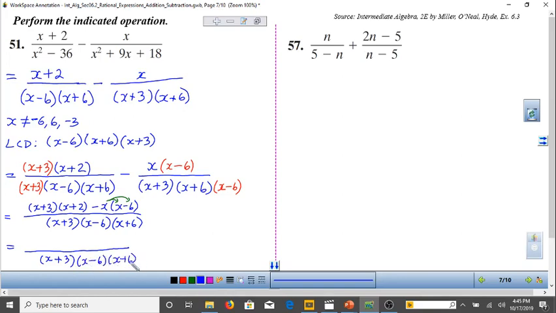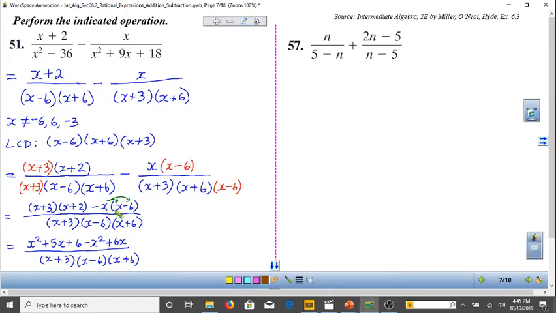And now the numerator here: x times x is x squared. x times 2 is 2x. And then 3 times x is 3x, and 2x plus 3x is 5x. And then 3 times 2 is 6. And then negative x times x is negative x squared. And negative x times negative 6 is positive 6x. Then I will combine like terms.